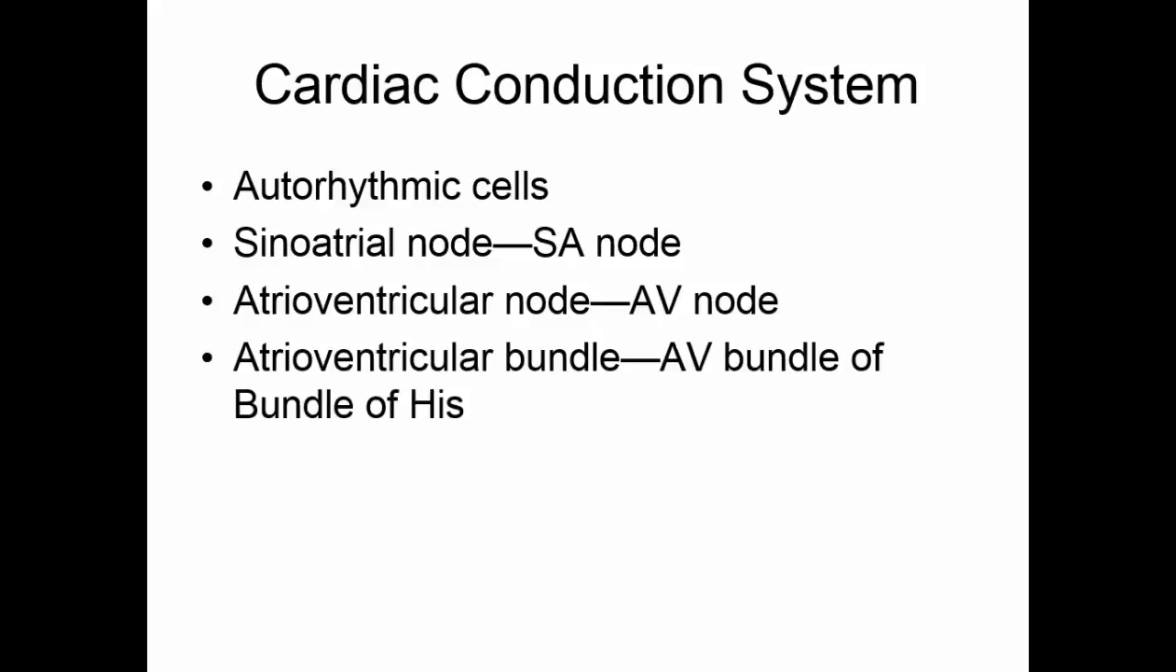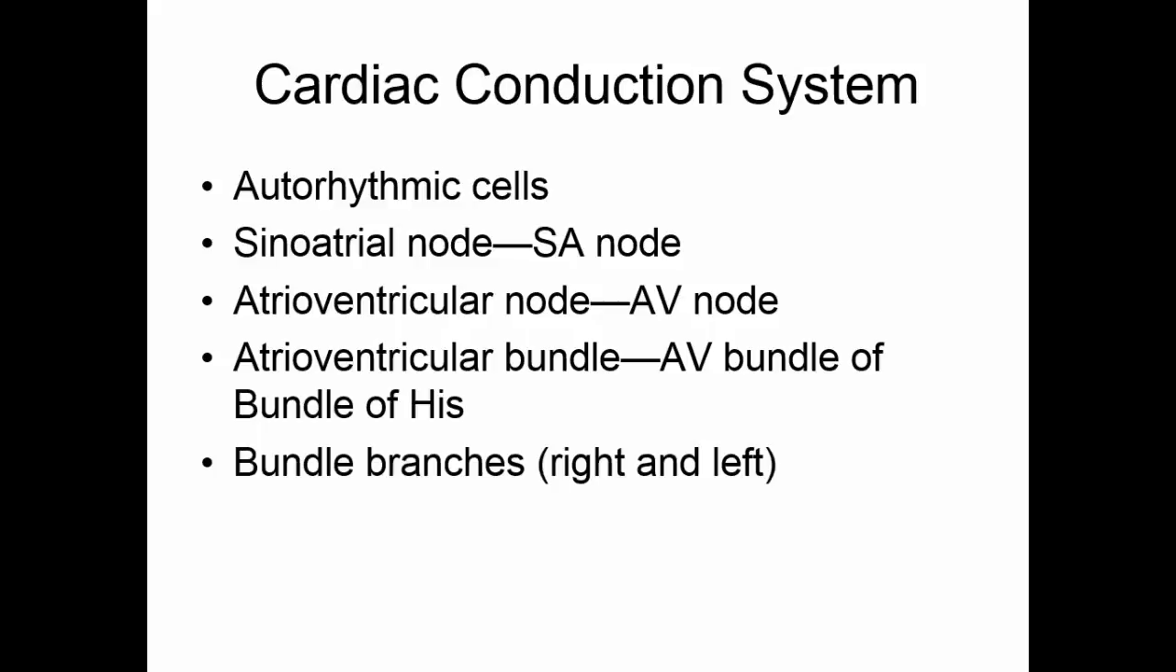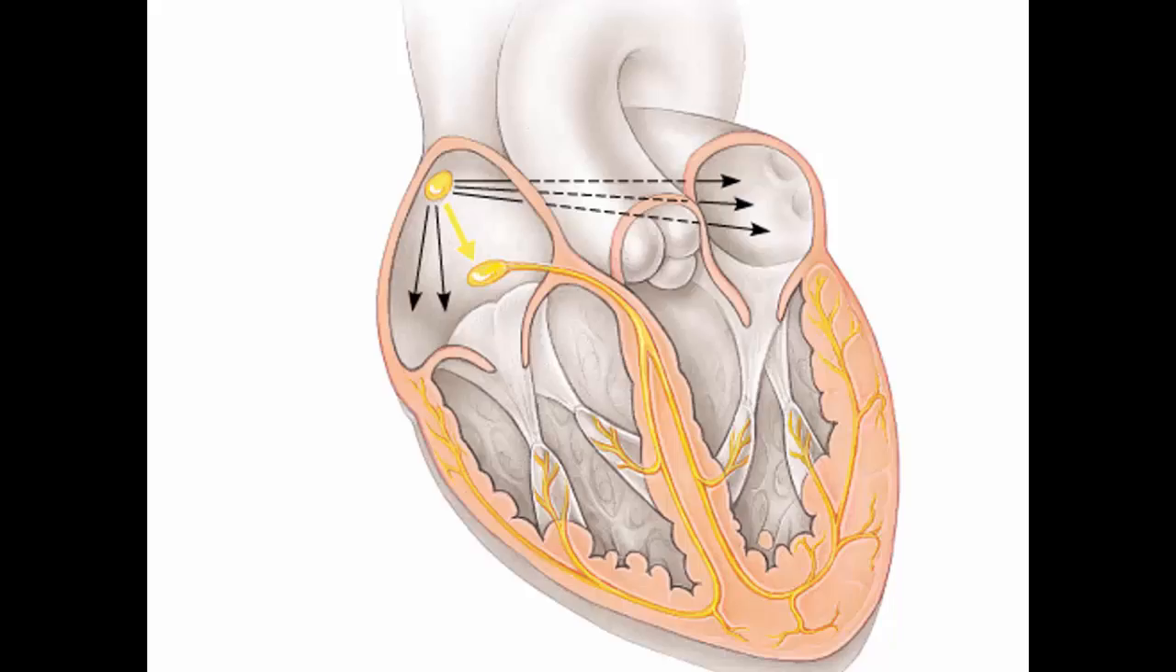We have the atrioventricular bundle or the AV bundle or the bundle of His. All of those are the same thing. And then the bundle branches. We'll have a right bundle branch and a left bundle branch. These will lead to the Purkinje fibers, which will go across all of the ventricles. The SA node is one cluster of those autorhythmic cells. When they depolarize, they tell the atria to contract.